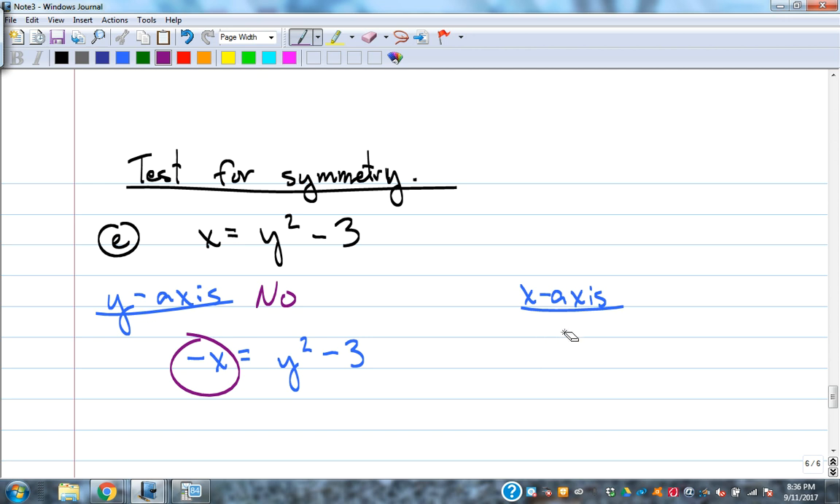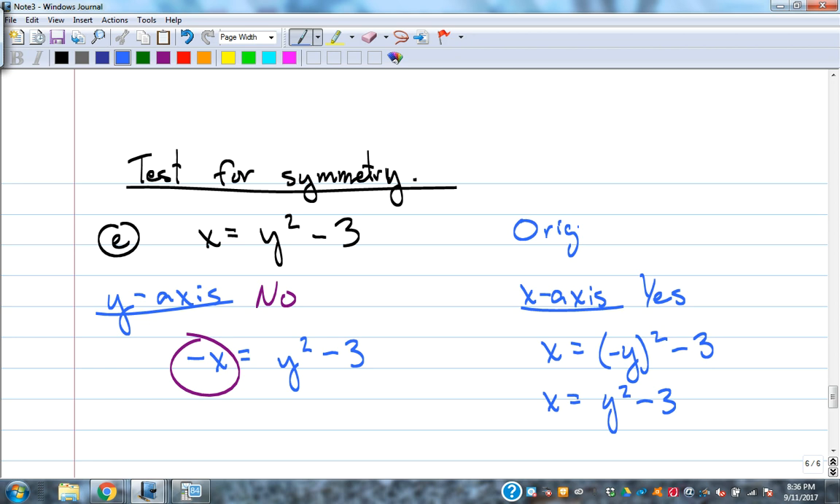For the x-axis symmetry, what do you plug in? Negative y. Well, there is an exponent to work out on this one. What's negative y squared? Y squared. Is that exactly the same as the original? Yes. Can I answer the origin one? Is it a yes or no? I said no. All right. That's pretty easy, right?